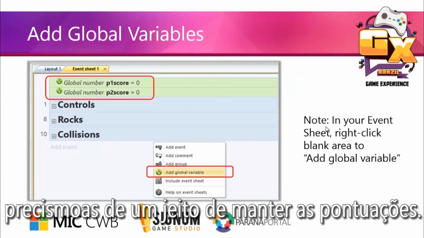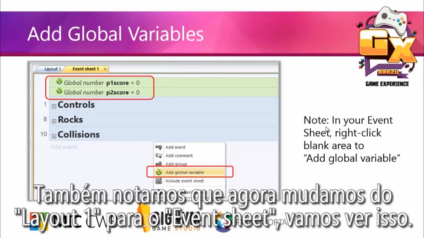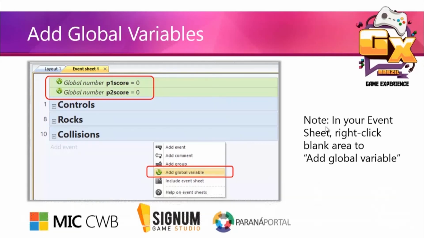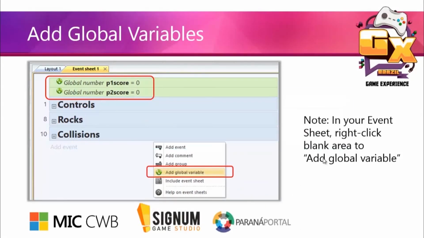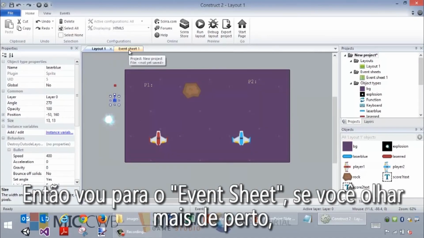We need a way to keep score. But you'll also notice I've now switched from our layout to our event sheet. Let's see what that looks like. Now let's switch back to Construct 2 so we can add our global variables. So I can go to the event sheet.